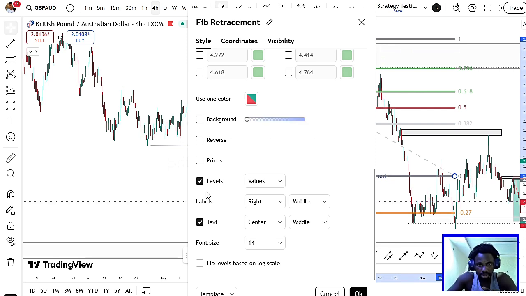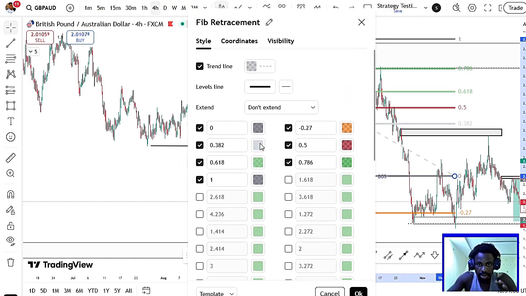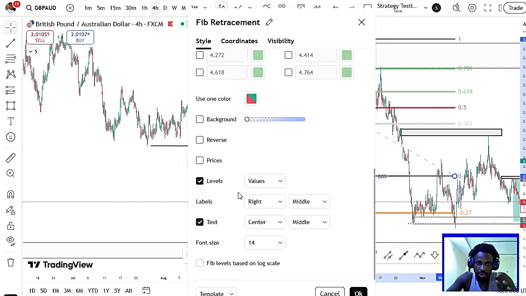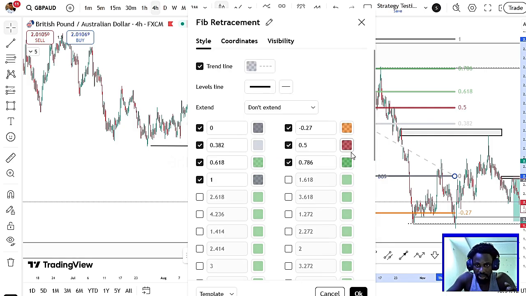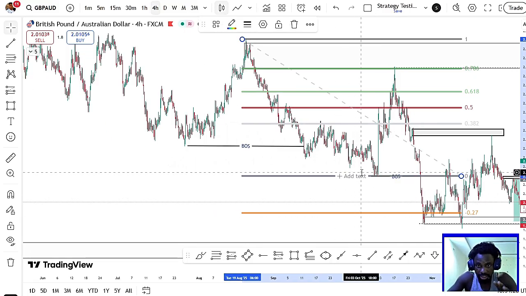So make sure you remove the background, keep the levels, and put it on value, the text, center, middle. This is just the way I set my Fibonacci. But the most important settings you need are in this area here. Just take the screenshot and set it. If you like the background, you can put it, and if you want to change the color, you can change the colors here. But make sure you tick these numbers and write exactly where I write these numbers. That's what you need for the Fibonacci, how to set the Fibonacci.